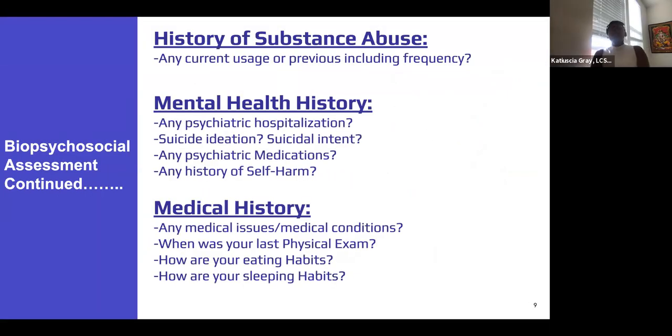Okay. Now we're going to go into the medical history. Any medical issues, right? The reason why we ask for medical issues is because there are a lot of underlying medical issues that have a lot to do with mental health issues. There's a huge component of people who have low vitamin D who suffer from depression. That's super important to understand.